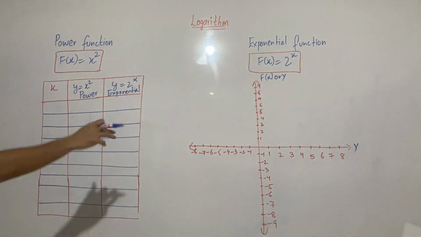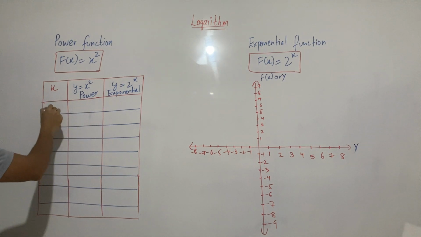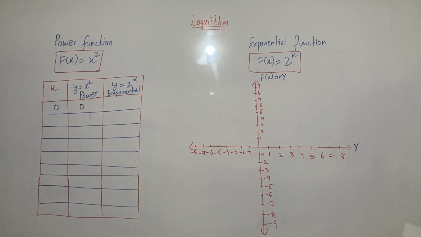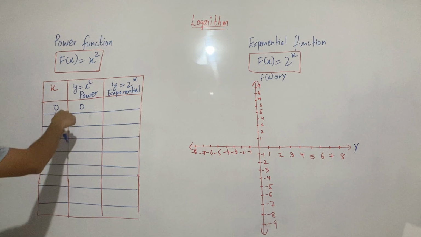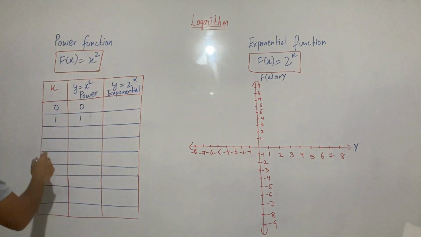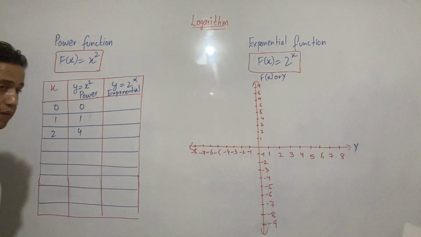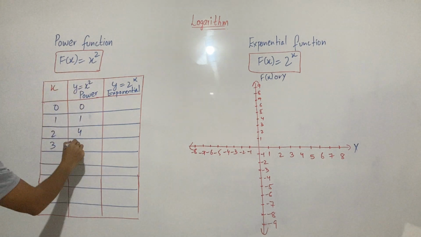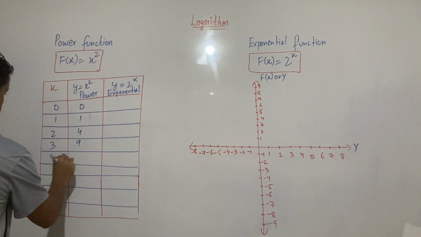If I put x equals 0, then this power function y is going to be 0. If I put x equals 1, then y is going to be 1, because y equals x squared. If I put x equals 2, then y is going to be 4, 2 squared, right? If I put x equals 3, it's going to be 9. If I put x equals 4, it's going to be 16.